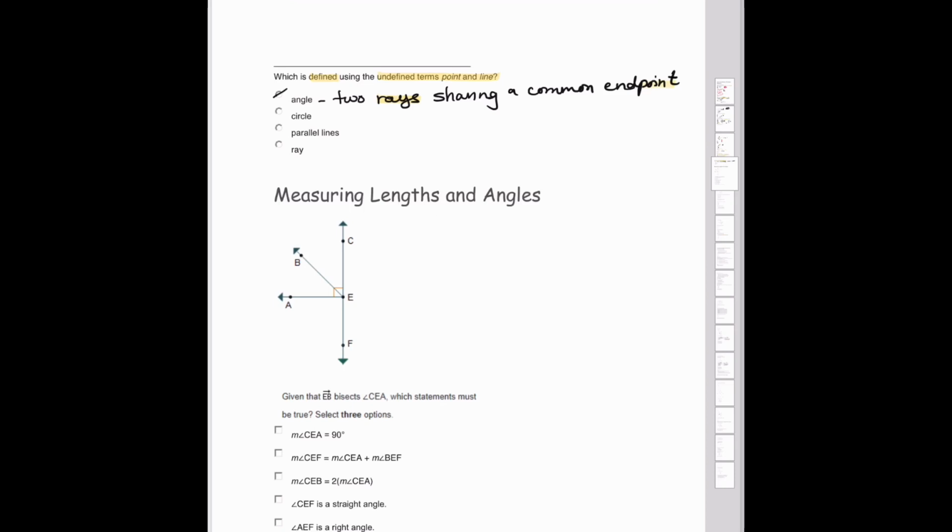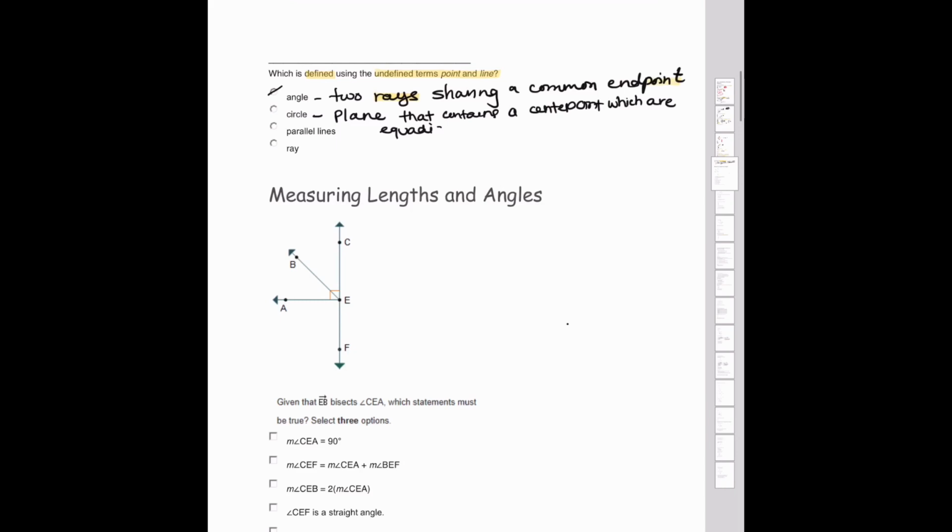Let's look at the next term. We know that a circle is a plane that contains a center point, which are equidistant from the other points.